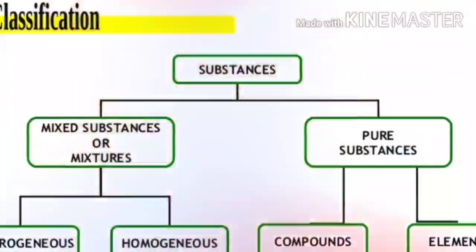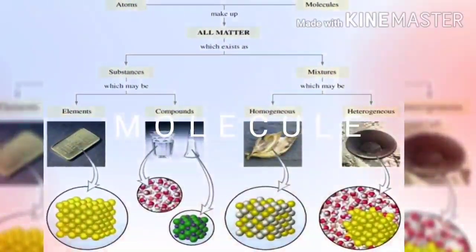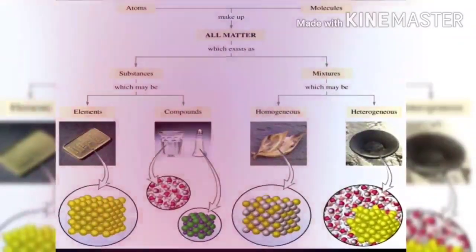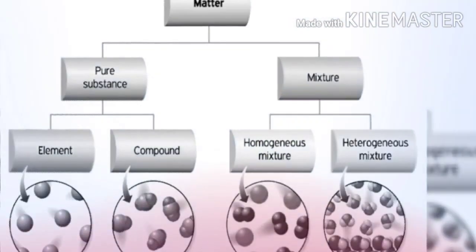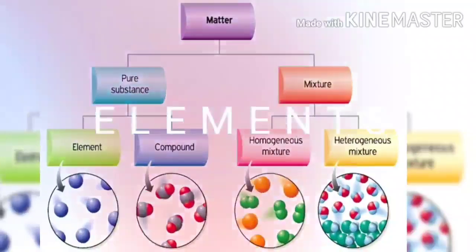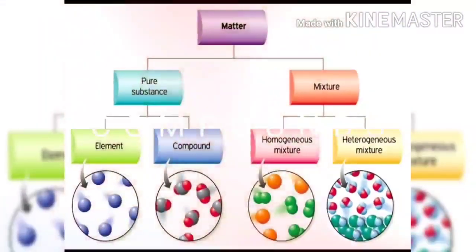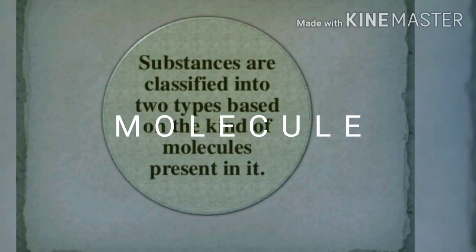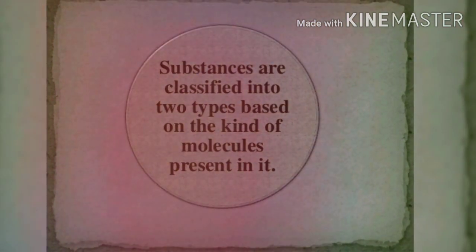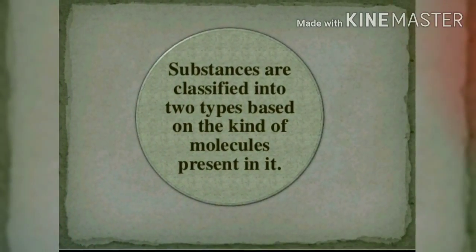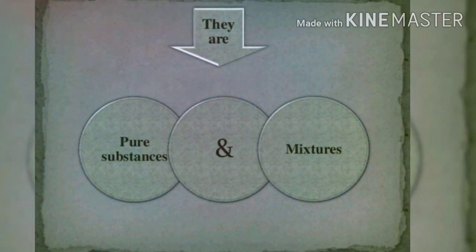A pure substance, if you define it, is a homogeneous material which contains particles of only one kind and has a definite set of properties. For example, if you talk about iron, it will have only iron atoms. If you talk about sodium chloride, it will have sodium as well as chlorine atoms in it. So it is homogeneous in nature, made up of one set of molecules or atoms. Based on the types of molecules present in it, matter is divided into pure substances and mixtures.